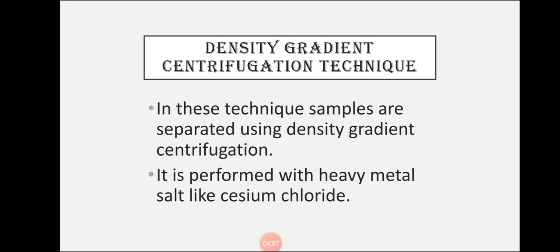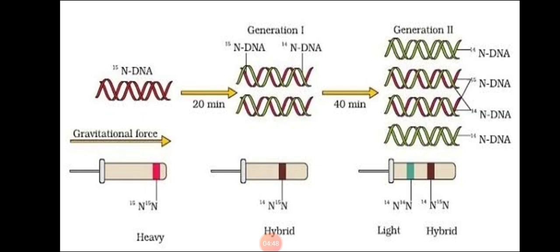In this technique, samples are separated using density gradient centrifugation. Density means weight, gradient means difference, and centrifugation is a process in which the samples are rotated at a very high speed. In the centrifuge machine, samples are kept in a test tube and the test tubes are spun at very high speed, and because of that the samples are separated in the test tube. This is performed with the help of a heavy metal salt like cesium chloride. Now let us see the observation part.